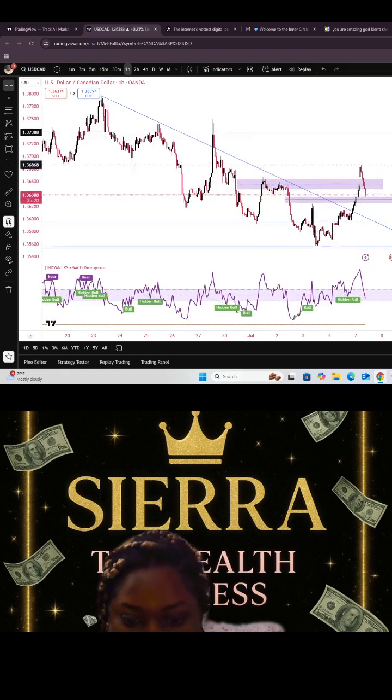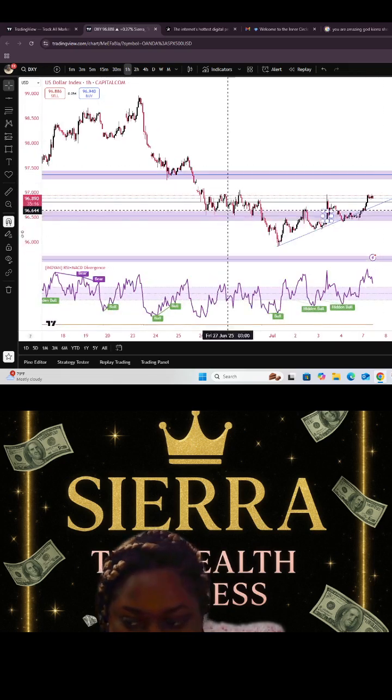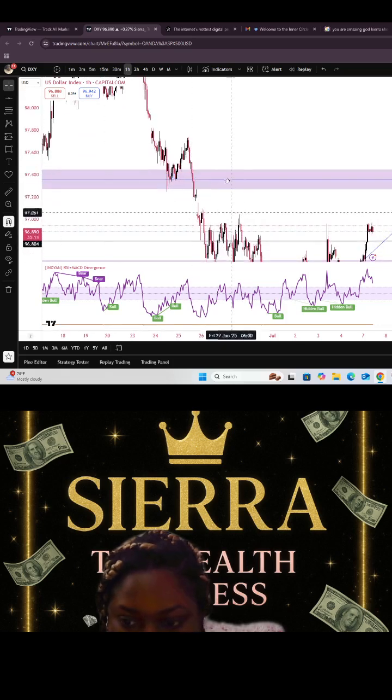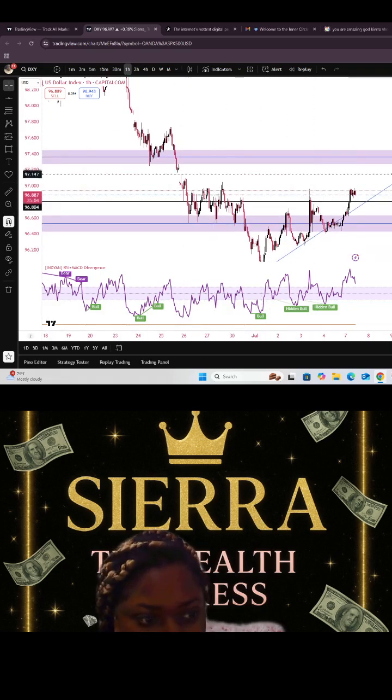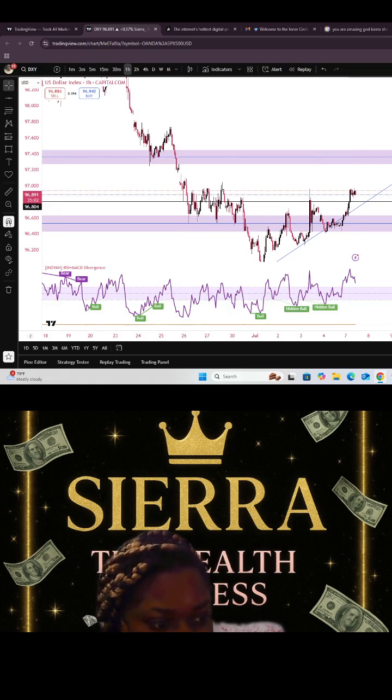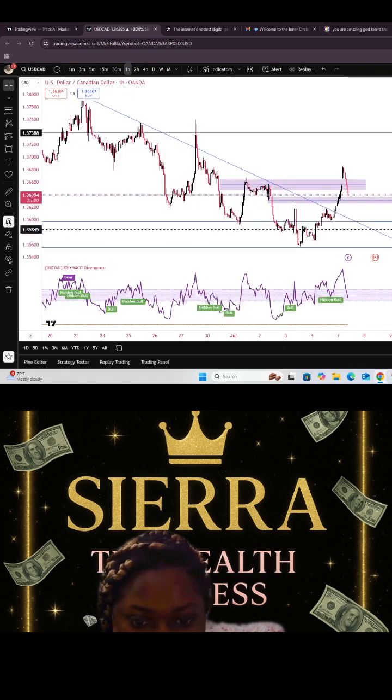USD CAD may give us a buy. Let's see what the dollar's doing. Okay, so I think the dollar's going to come up and fill in last week's gap here and possibly come up to this zone. So if that happens, we can possibly get something on USD CAD also.